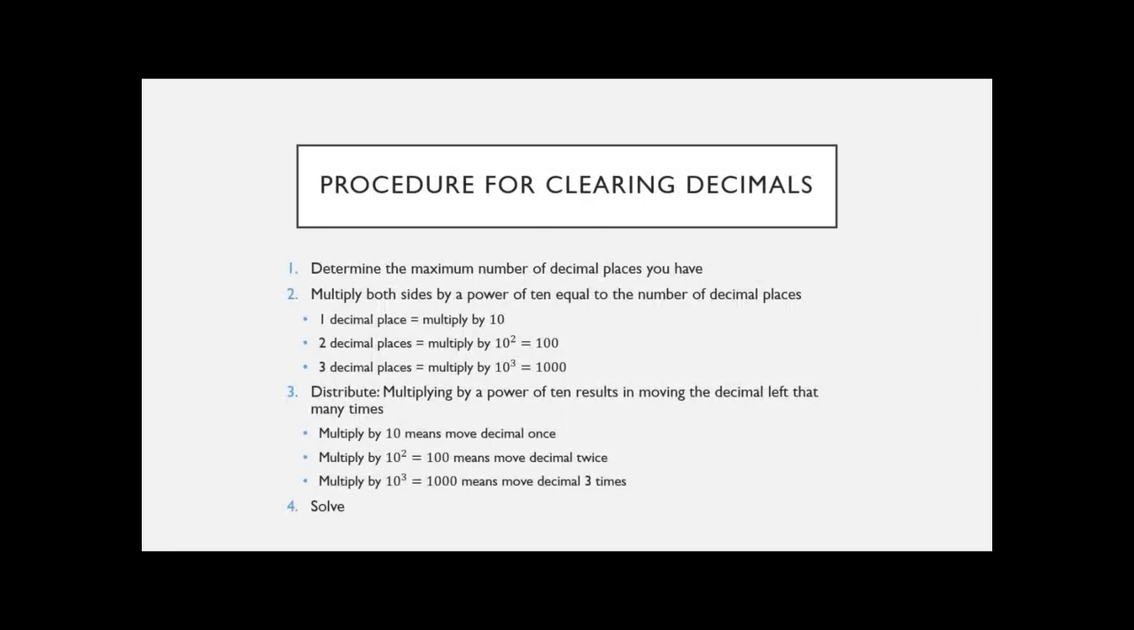And then you're going to distribute, so you're going to be multiplying your power of 10 through everything. When you're actually doing that, what really happens is you're moving the decimal. If you have 3 decimal places that you want to get rid of, you're multiplying by 10 to the 3, which is equal to 1,000. That moves the decimal 3 times. That's why we multiply by that, because then that makes the thing with 3 decimals have no decimals. And then you solve.